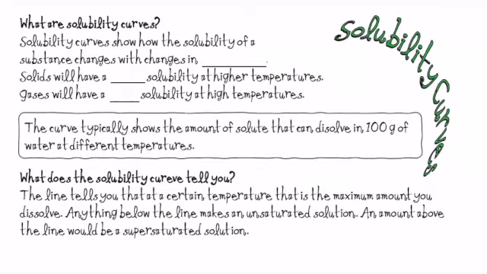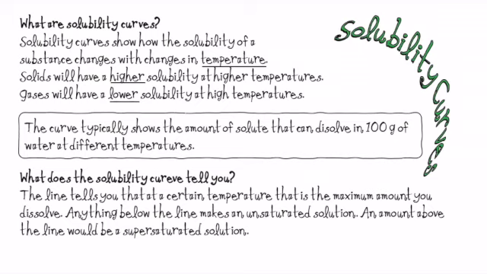What are solubility curves? Solubility curves show how the solubility of a substance changes with temperature. Solids will have a higher solubility at higher temperatures. Gases will have a lower solubility at higher temperatures. The curve typically shows the amount of solute that can dissolve in 100 grams of water at different temperatures.